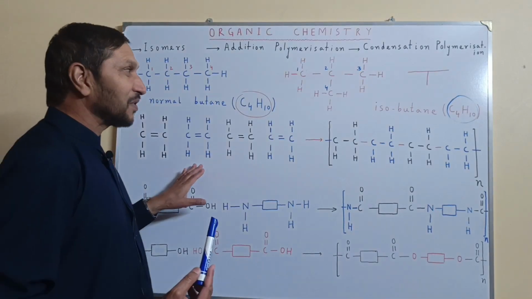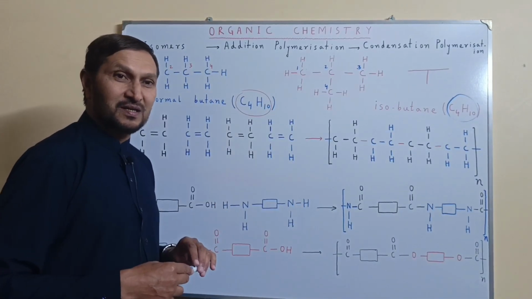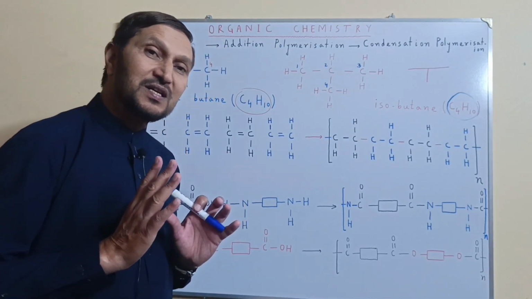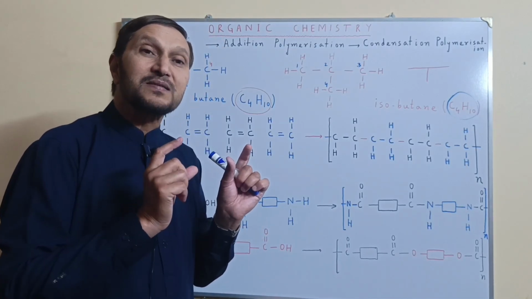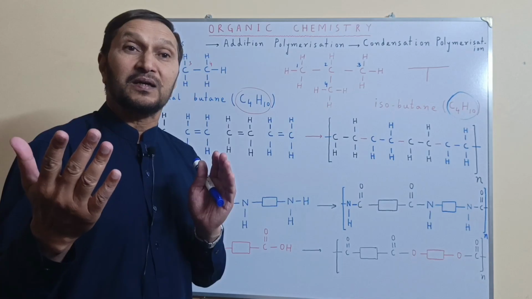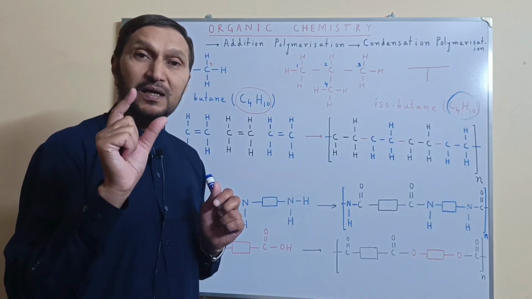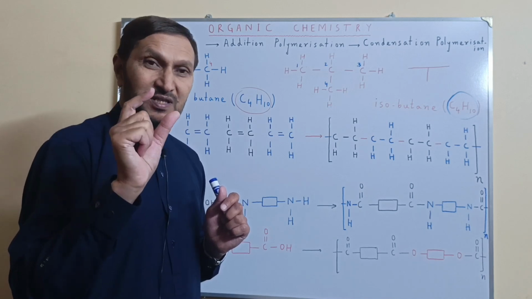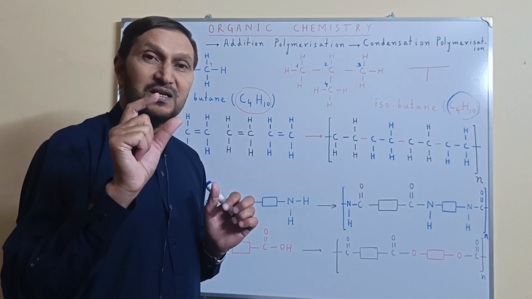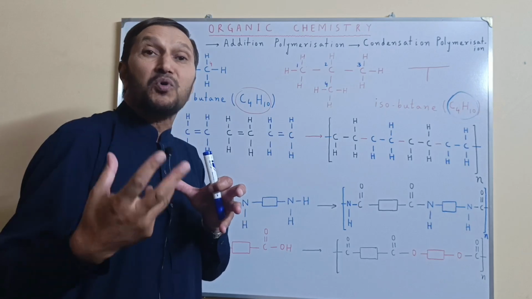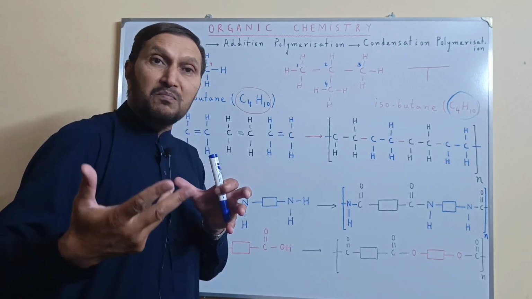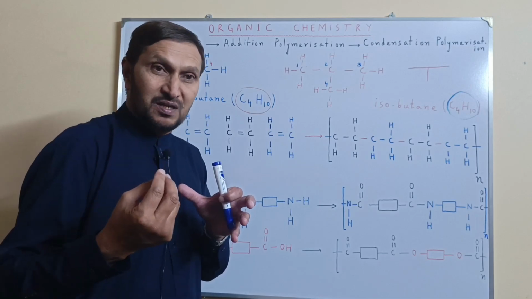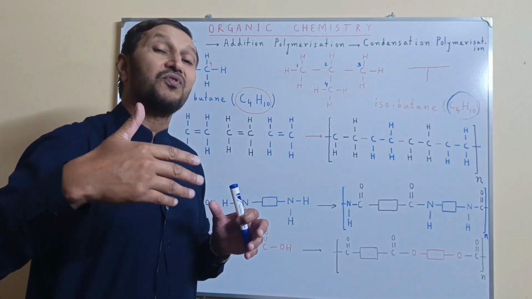Now let's talk about polymerization. So let me first introduce what polymerization is. Polymerization is when different monomers are combined to form a polymer. Mono means single, mers means structures, single structure. When a single unit is there, it is called a monomer. But when many monomers, many single structures, small and simple structures, are combined, they form a polymer.